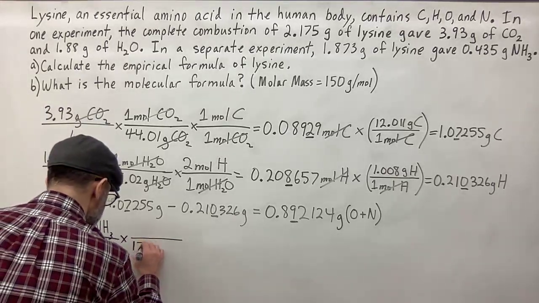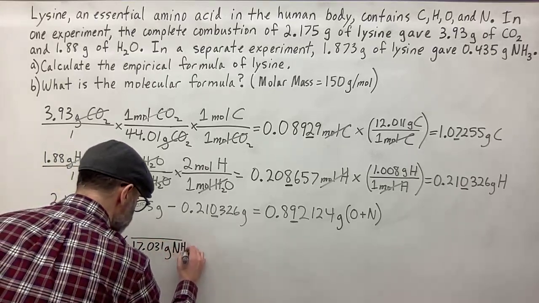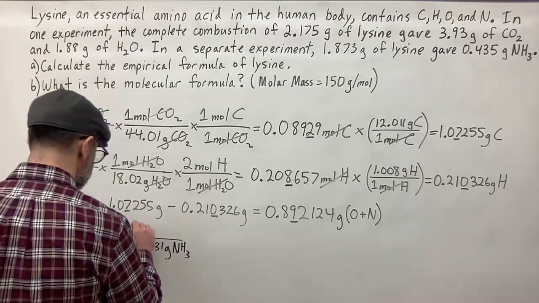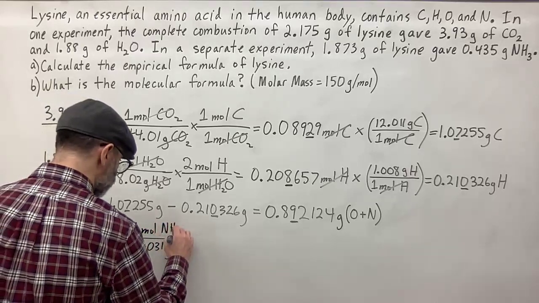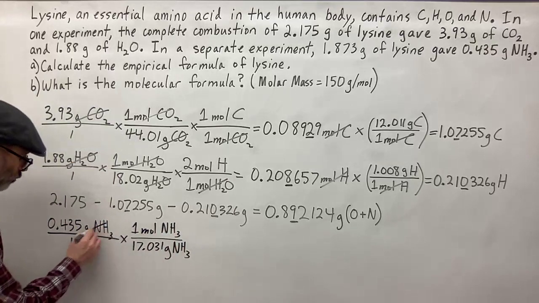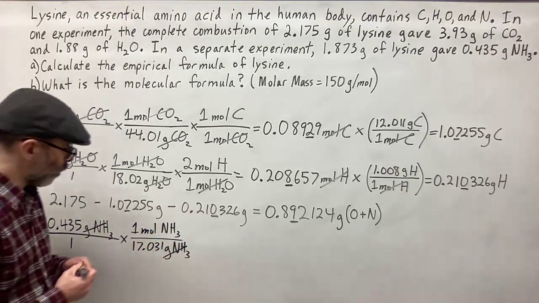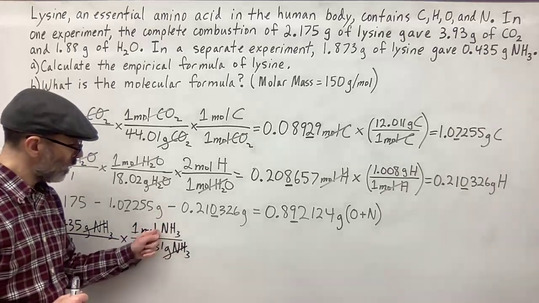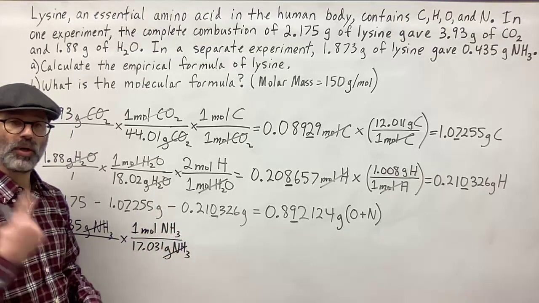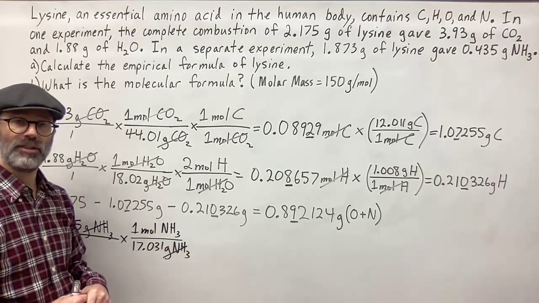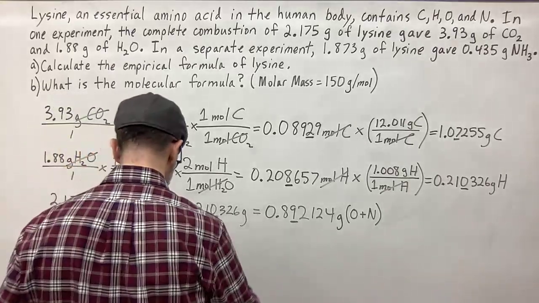So 17.031 grams of NH3 on the bottom, 1 mole of NH3 on the top. So grams of NH3 cancel out. Now we have moles. Now we can use the mole ratio from the formula. So 1 molecule of NH3 gives me 1 atom of nitrogen. So it's a 1-to-1 ratio. So I can use that as a mole ratio.